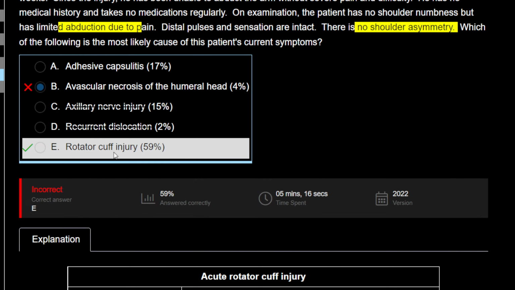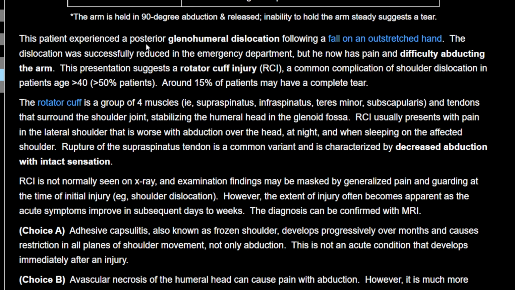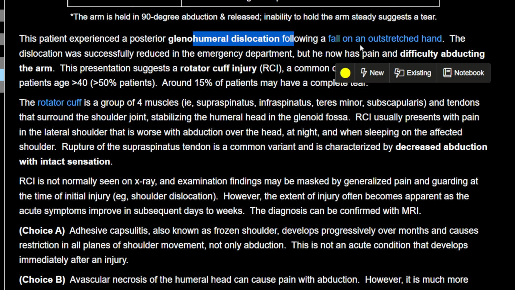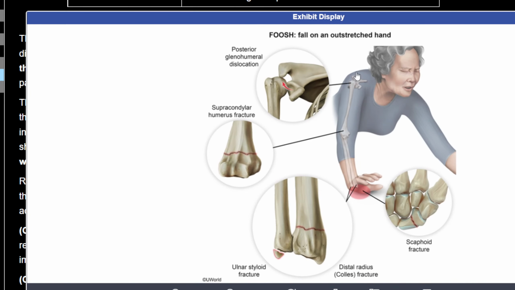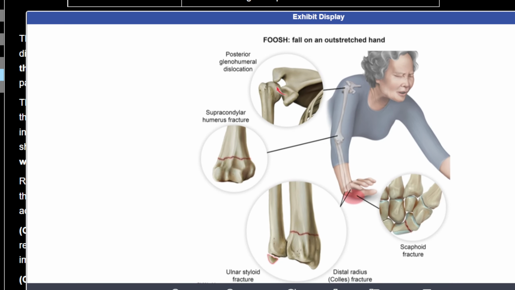So, rotator cuff injury. Let's see. The patient experienced a posterior glenohumeral dislocation following a fall on a stretched hand. A stretched hand is when your hands are all the way down, stretched here. You can have a subluxation out of your glenohumeral cavity, the articulation. The humerus goes back. Posterior glenohumeral dislocation, go back.